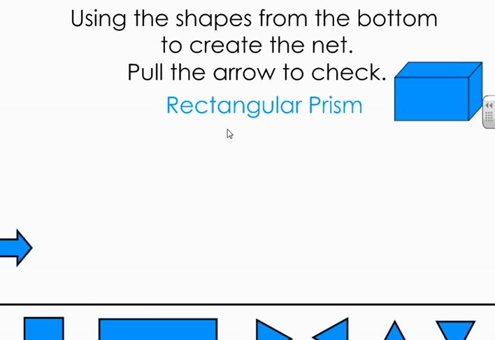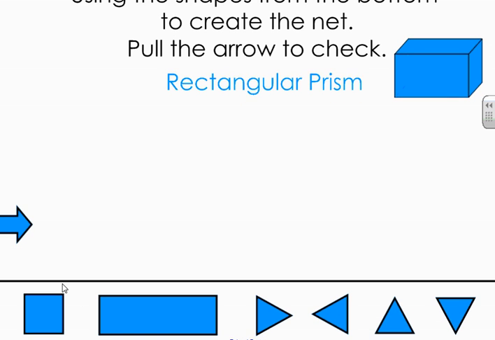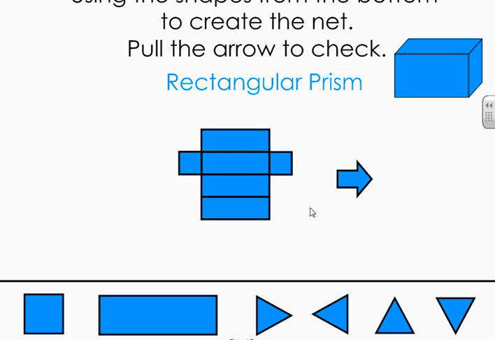All right, what about a rectangular prism? Use the shapes on the bottom to create a net of a rectangular prism. Pause the video, draw it out on paper, and then we'll check it. Okay? In this case, we would have our bottom, unfold the top 2, and have the other sides.